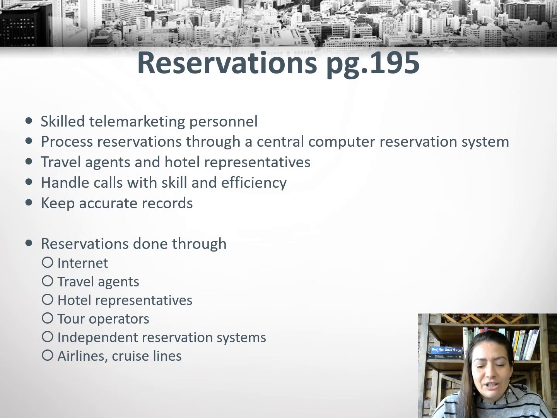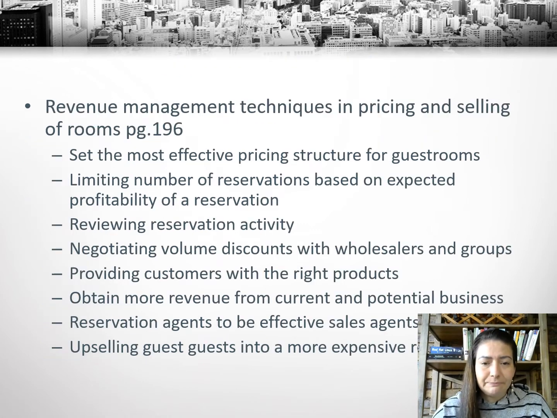So how is reservations done? Thank goodness for the internet and technology, that we can go right onto the hotel's web page and make a booking, and later on we can be sent a confirmation email whether they have availability or not. So you can use the internet. You can also make a booking or reservation through a travel agent, a hotel representative, a tour operator, the hotel's independent reservation system, or even through an airline or a cruise line.